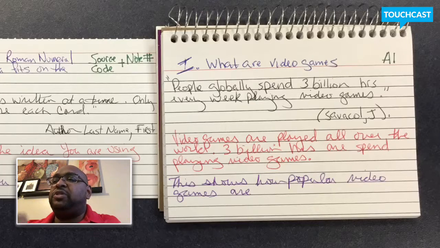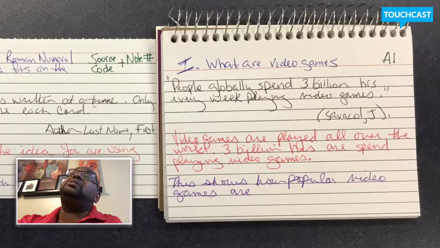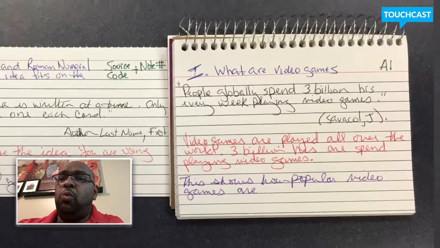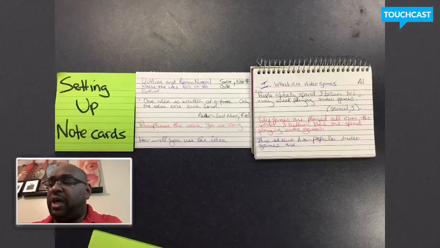Then the next step, probably one of the hardest steps, is I look at my outline and I have to decide where on the outline this idea fits. So at the top of the card, and this is the last thing I do after I've done all the analysis, I'm going to decide where on the outline this is going to go. So I'm going to write Roman numeral 1, what are video games? I think this statement will help me explain what video games are and why people like them.